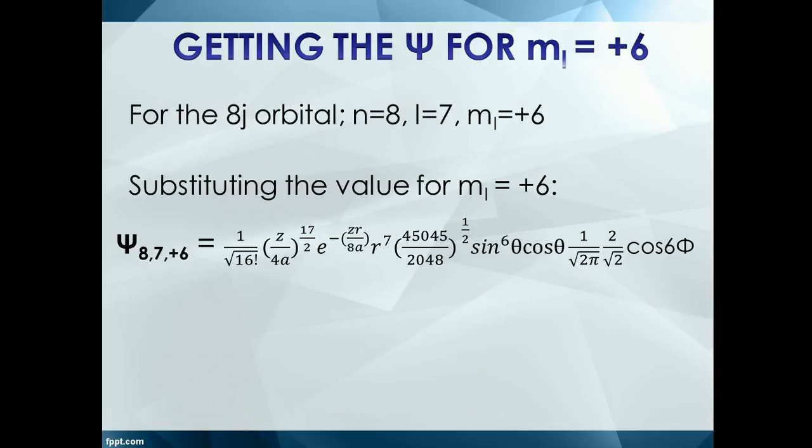Then, substituting the value for the wave function of ML with a positive 6 value, we get ψ(8,7,+6) is equal to 1 over square root of 16 factorial, (Z over 4a) raised to 17 over 2, e raised to negative Zr over 8a, times r raised to 7, (45,045 over 2048) raised to 1/2, sine raised to 6 θ cosine θ, 1 over square root of 2π, 2 over square root of 2 cosine 6φ.